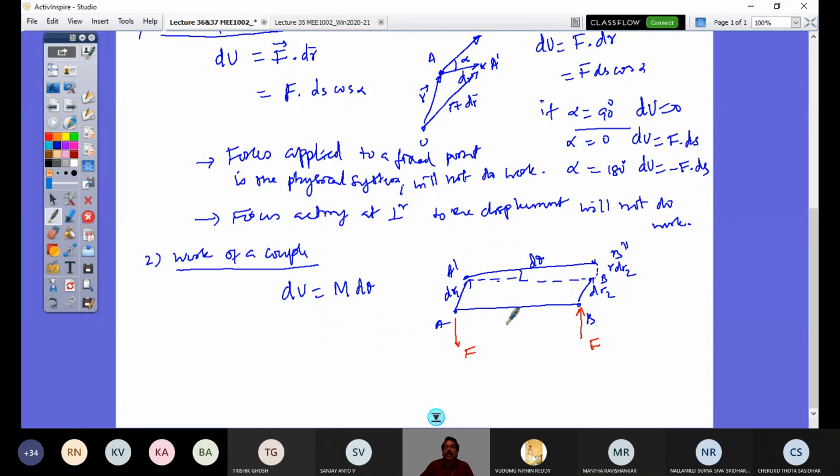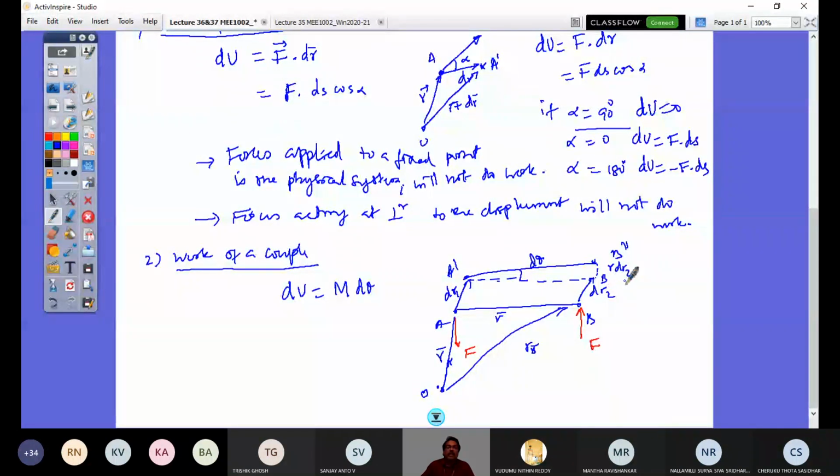What do you mean by that? For that, I would have my reference point O, and A is given by the vector RA, and B is given by the vector RB, and this distance is given by the vector R. This length is R, and that is displaced here. R into d theta is what defines dr2 here.